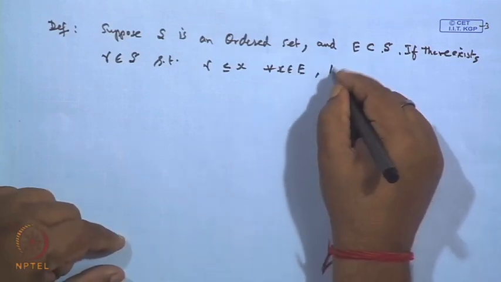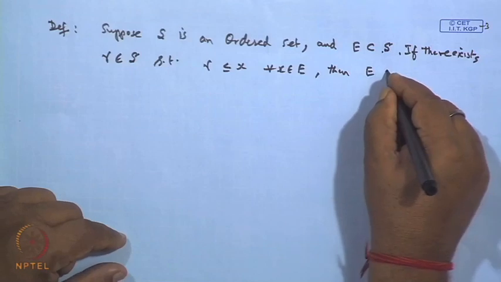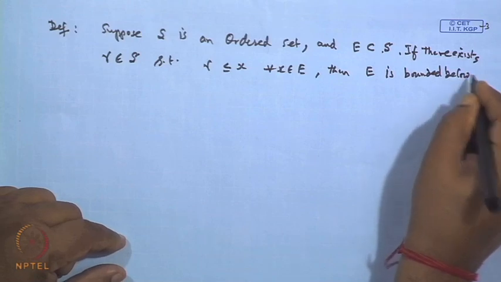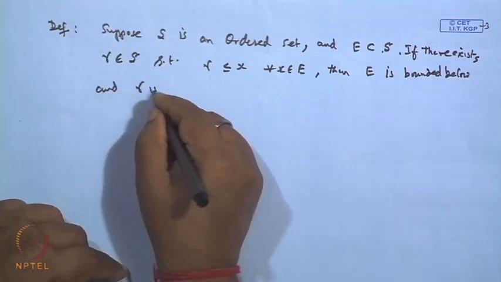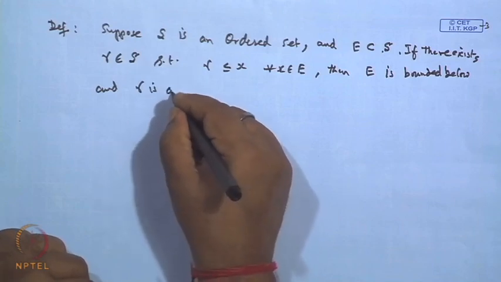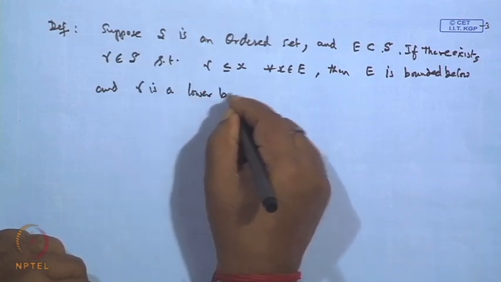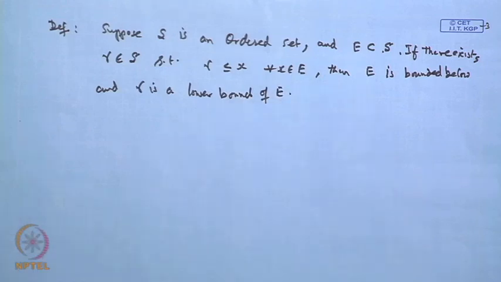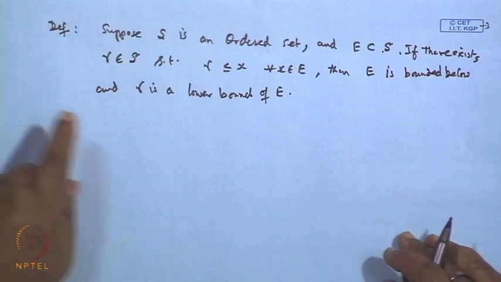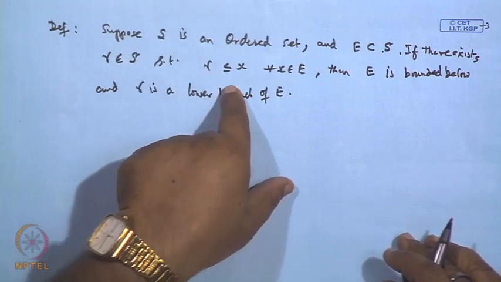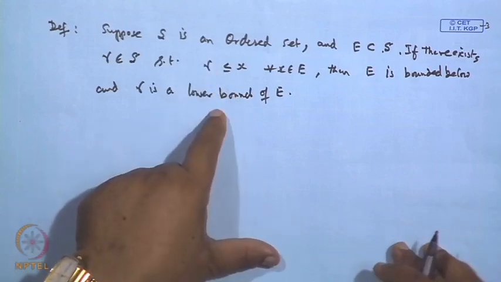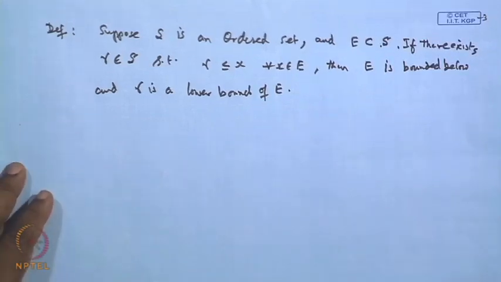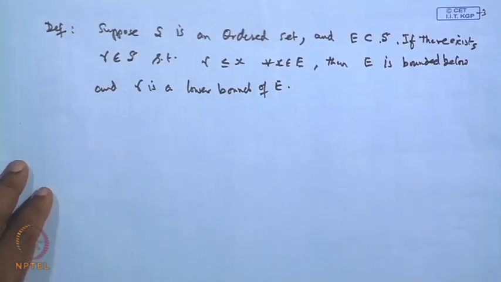then we say E is bounded below and gamma is a lower bound of E. There again there will be many lower bounds available, as any number less than gamma will also behave as a lower bound. So, we will be interested in knowing the greatest lower bound of the set E. So, we introduce the concept of the upper bound and lower bound as follows.